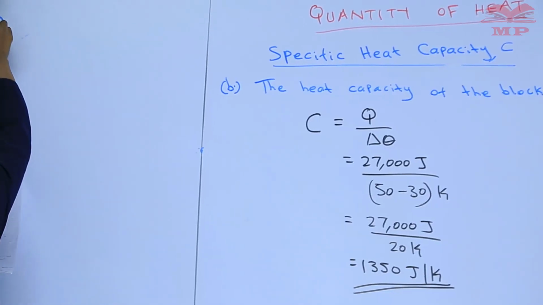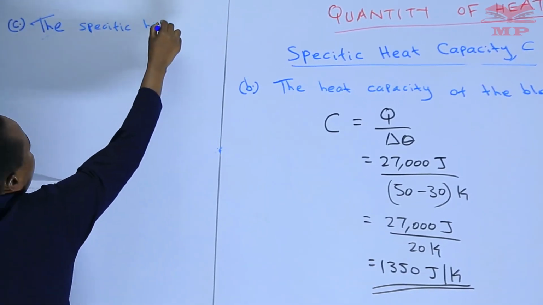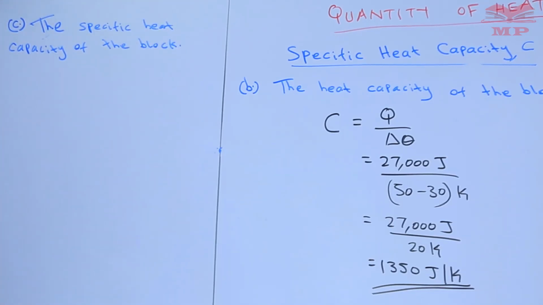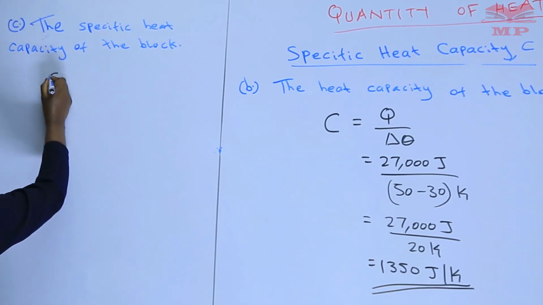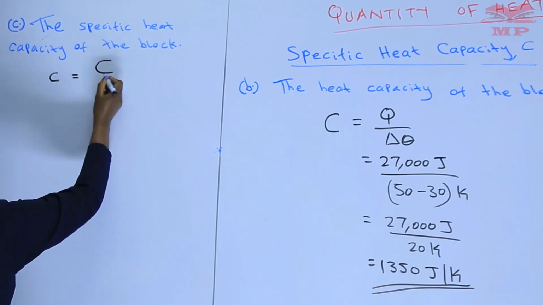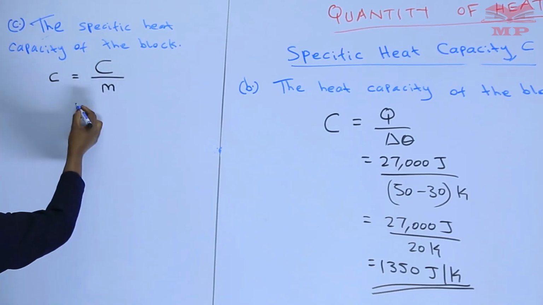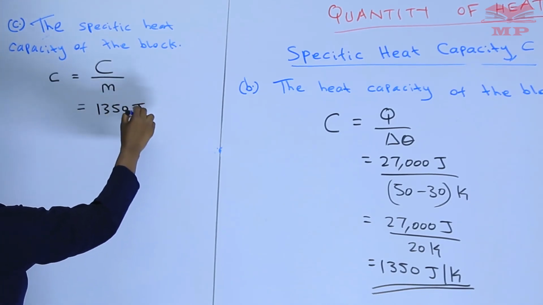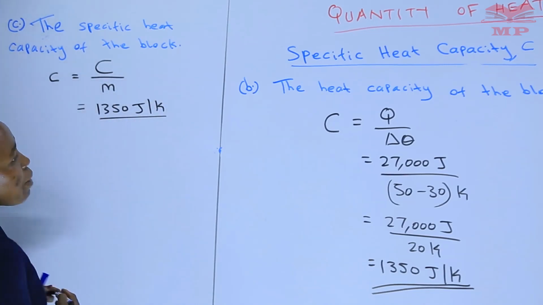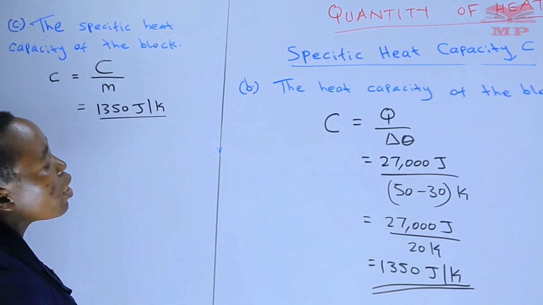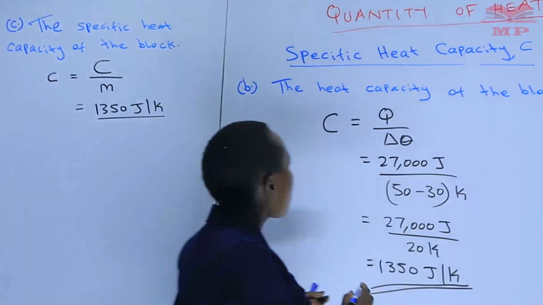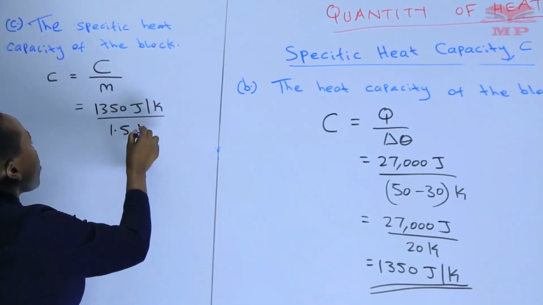So finally, part C of the question. We are told to find the specific heat capacity of the block. So that is very easy now that we have the heat capacity, and we say that specific heat capacity is heat capacity per unit mass. So we have our specific heat capacity as heat capacity, which is 1350 joules per Kelvin, divided by the mass of the block in its SI unit, which we are given as 1.5 kilograms.